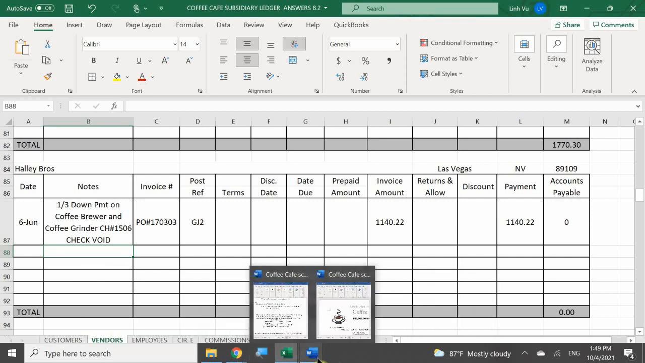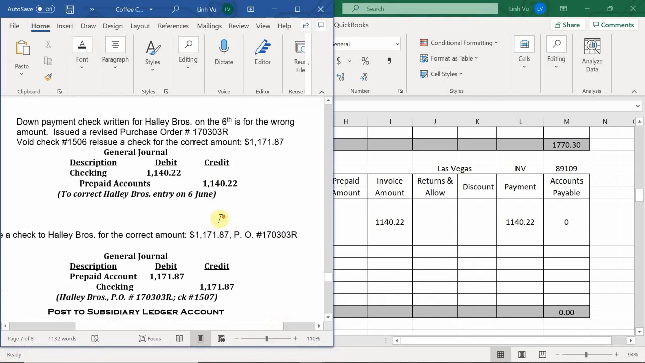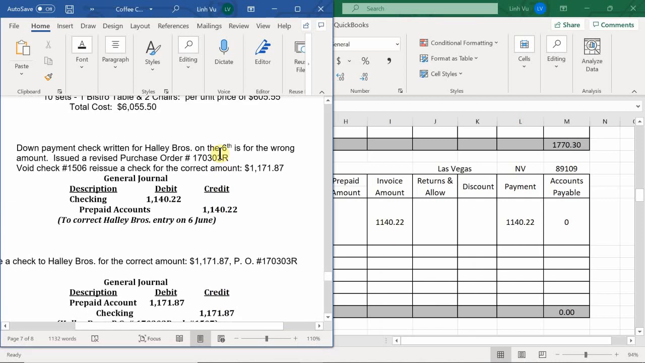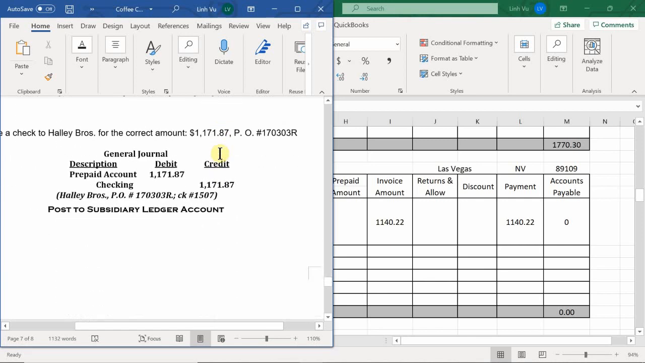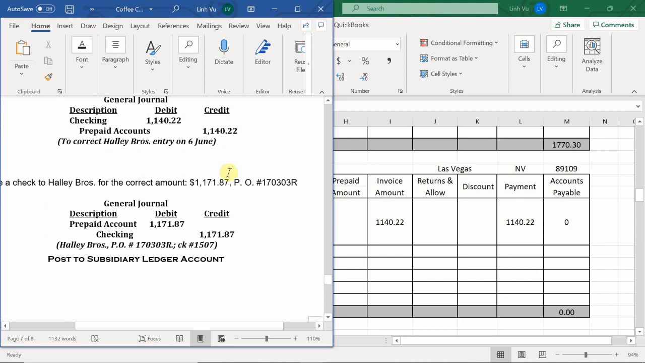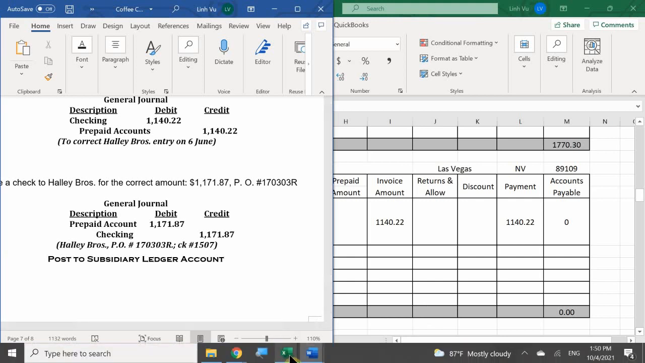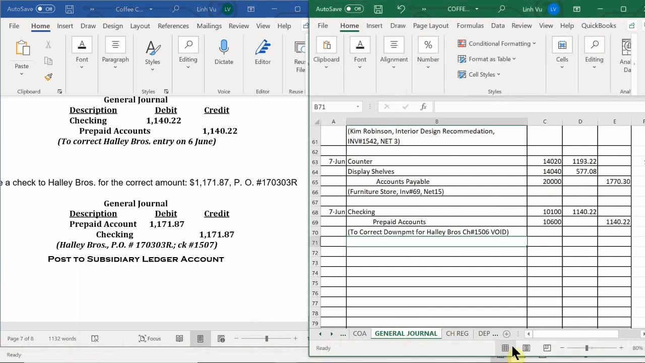But now let's talk about how we can fix this transaction because the check was written out for the wrong amount. This time I need to recreate a new check and reissue it for the correct amount. And I do need to revise the PO to be a revision for this purchase order. The purchase order, we have to fix it. Yes. So we're going to go to purchase orders and we're going to fix it.